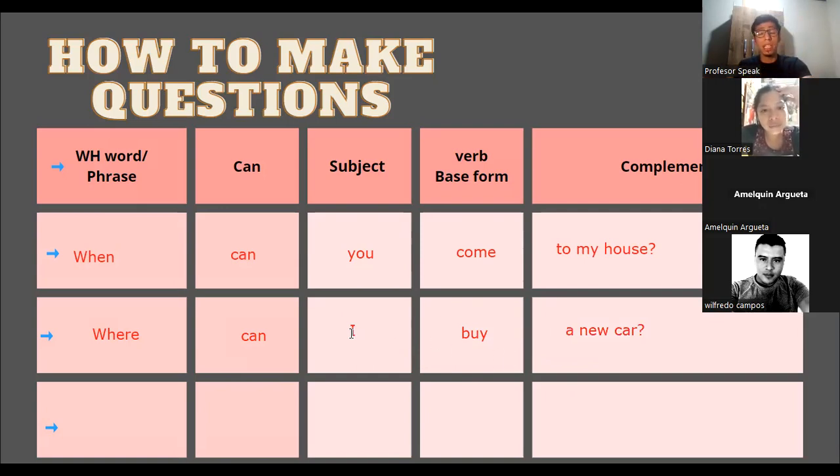Okay, imagine you are in another country, you are in the United States, and you want to know where can you buy food? Where can I buy food? Excuse me, where can I buy food? Oh, you can buy food in this building. Okay, very good. So that is information that you are asking. Okay, and the last one, guys.